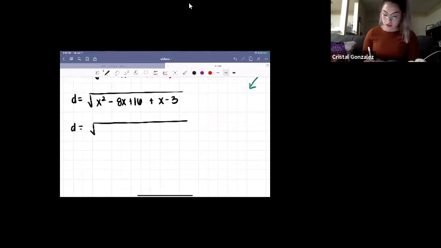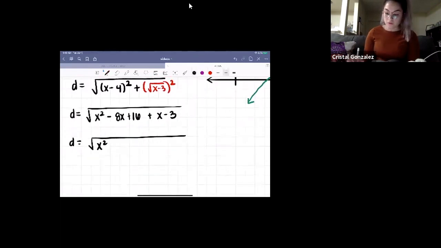So hopefully you FOILed this part out, and then the square roots here cancel each other out, so you're just left with x minus 3. Now I'm going to simplify the inside together. I have a negative 8x here and a positive x there, so that's going to make us negative 7x. And then 16 minus that 3 is going to give me 13, so plus 13.